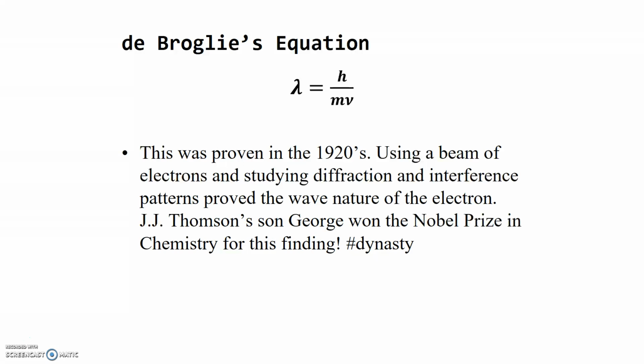And so we have the wave nature of electrons and the particle nature of light, which is sort of at a threshold where light and matter have very similar behaviors. J.J. Thomson, the discoverer of the electron, his son George won the Nobel Prize in Physics for this finding in the 1930s or 40s, I believe. I'm not sure how long after he discovered it he actually won, but there you go.